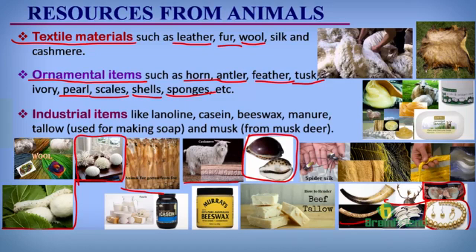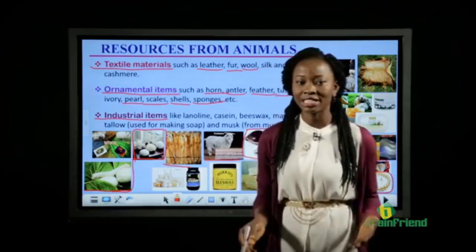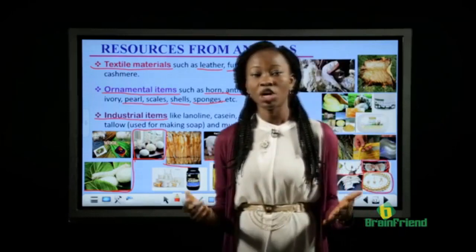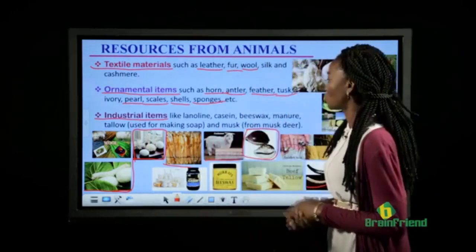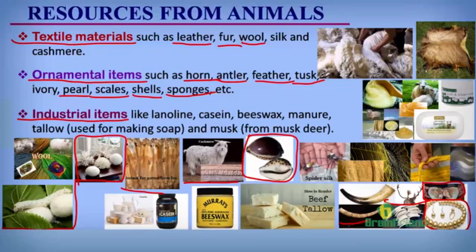The last group of items that are gotten from animal sources are industrial items. Yes, animal resources or animals provide us with a lot of industrial resources or industrial items. These items are used in different kinds of industries to manufacture various beneficial items. To surprise you to know that the polish you use to shine your shoes are produced from animal resources.